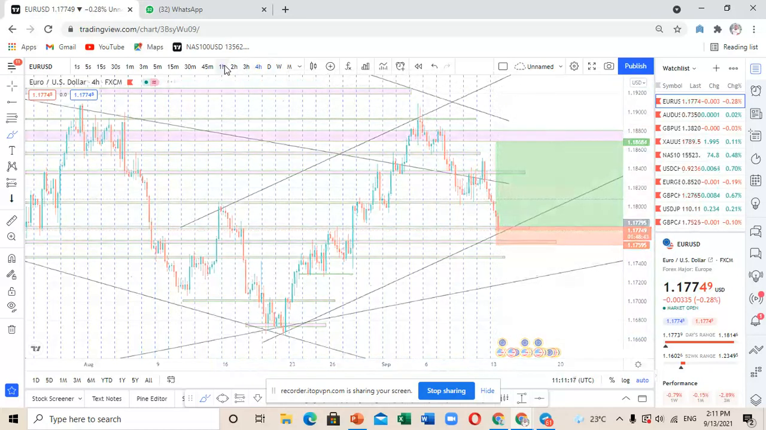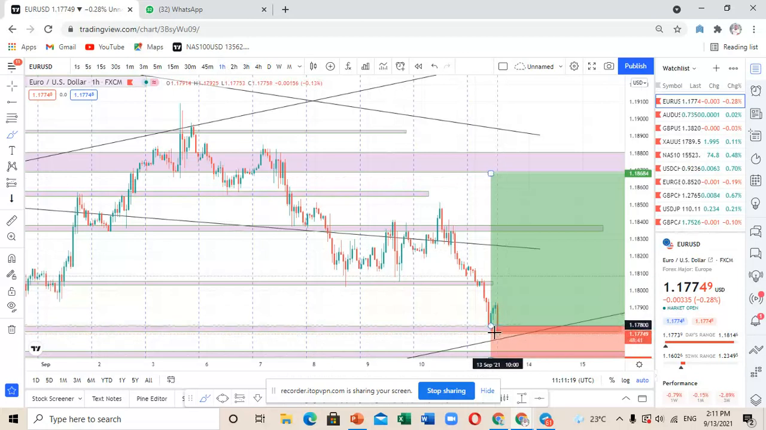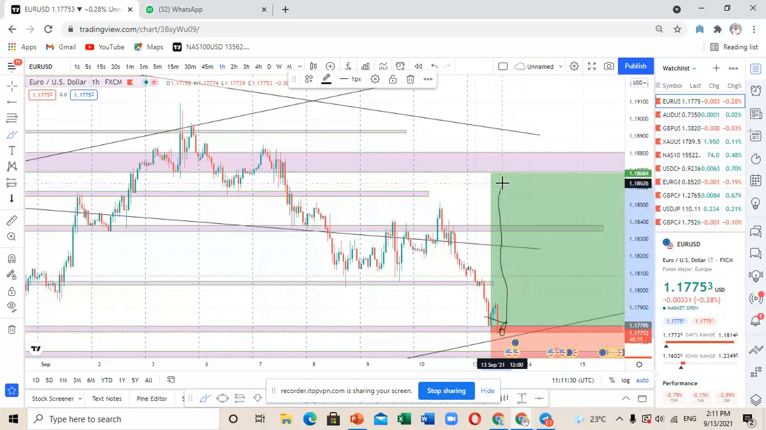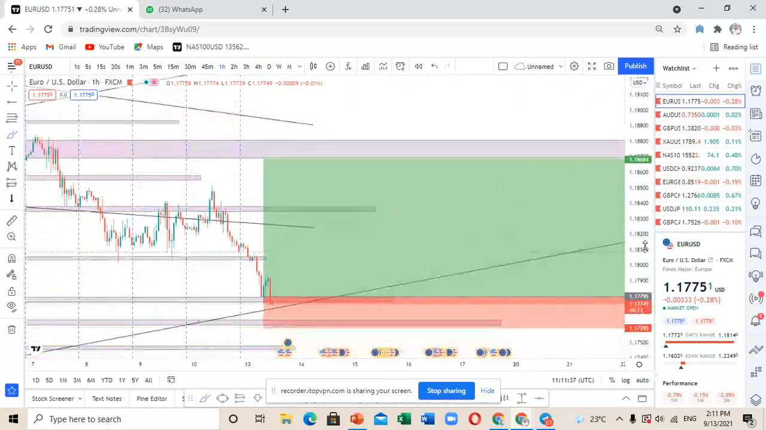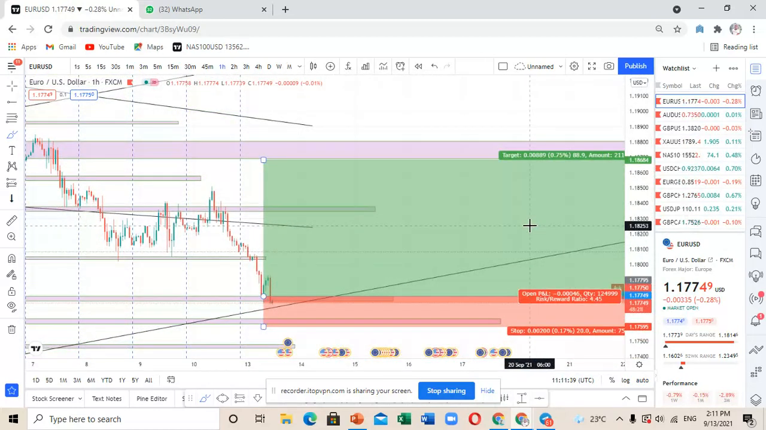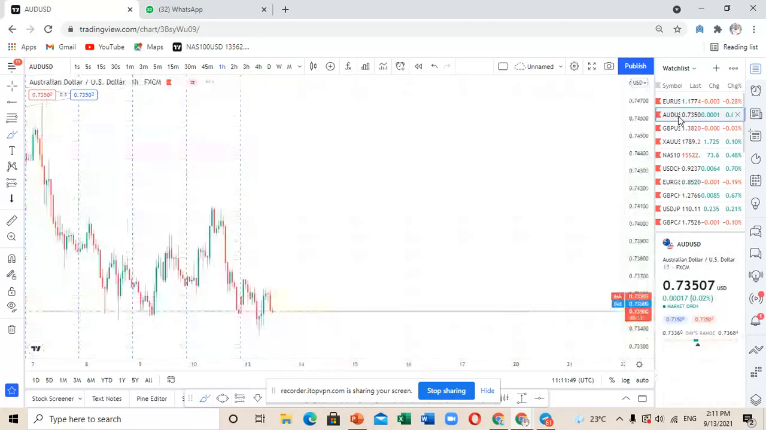Moving into the 1 hour time frame, you can clearly see that this is a very strong point of support. So I'm expecting that the market is going to move from its current position and shoot up to the upside to come to these levels. In this trade, I'll be risking a total of 200 pips for a total reward of 889 pips. Hopefully that is going to happen. And now let us move into AUD/USD.